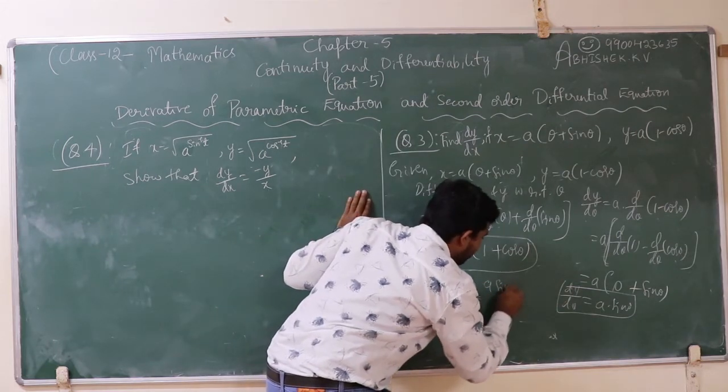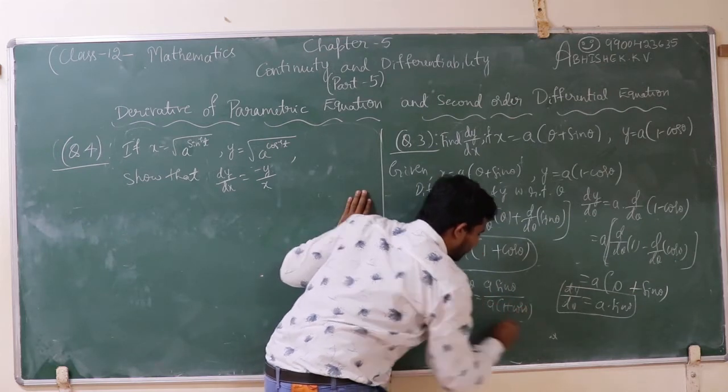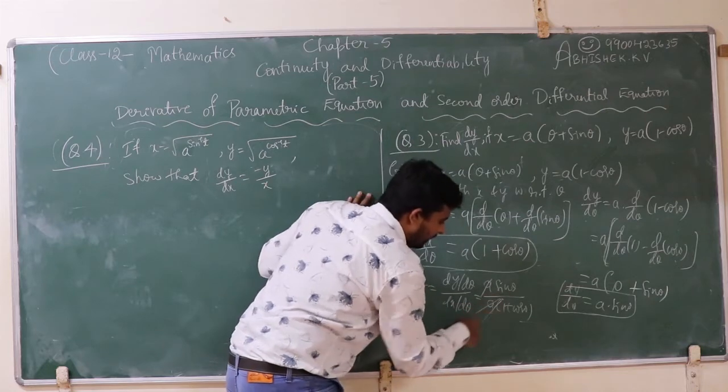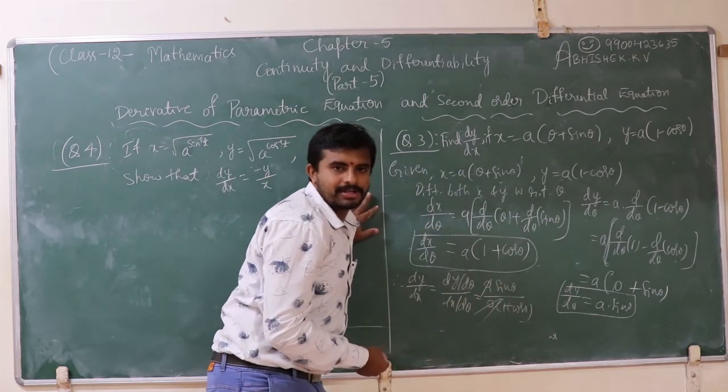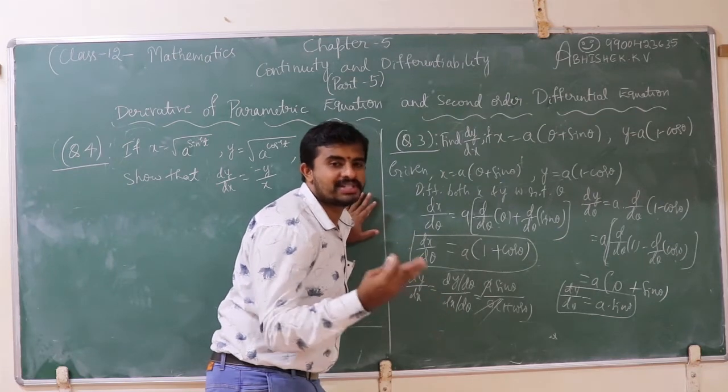A into sin theta divided by a into 1 plus cos theta. A gets cancelled, we are remaining with sin theta by 1 plus cos theta. We need to express the equation in most simplified form.